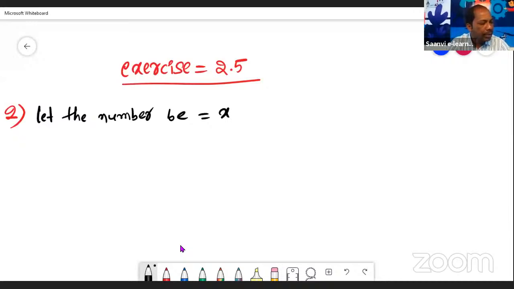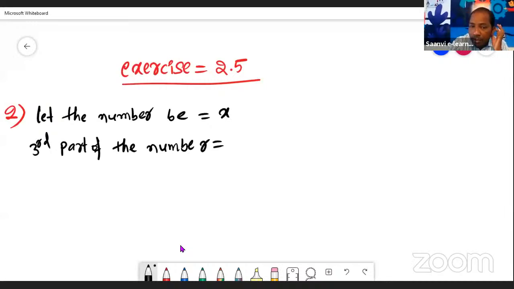And what is given again? Third part of the number. Third part of the number means, this number we have taken as x. Third part means x by 3. Right. Third part of the number means x by 3.